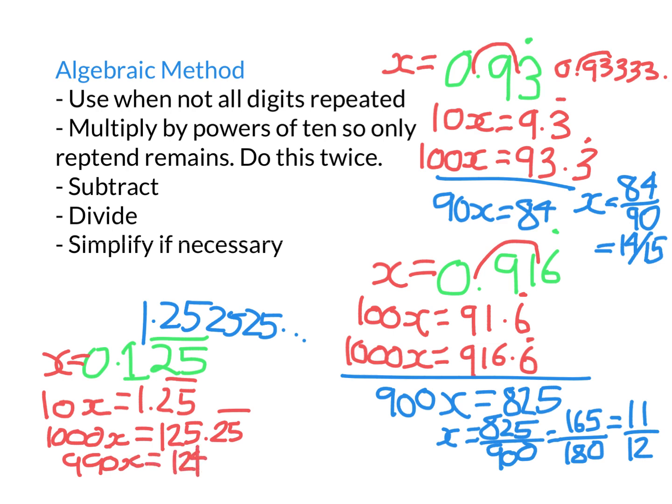Because I made it so that the reptend was exposed, when I subtract, it gets rid of it. So x there is going to be 124 over 990. So once again, just keep simplifying until you get to a stage where you can't anymore. So I can divide top and bottom by 2. I get 62 over 495. Now I know that I can't simplify this any further because 495 is not divisible by 31, nor is it divisible by 2. They're the only proper factors of 62, so I know I'm done.